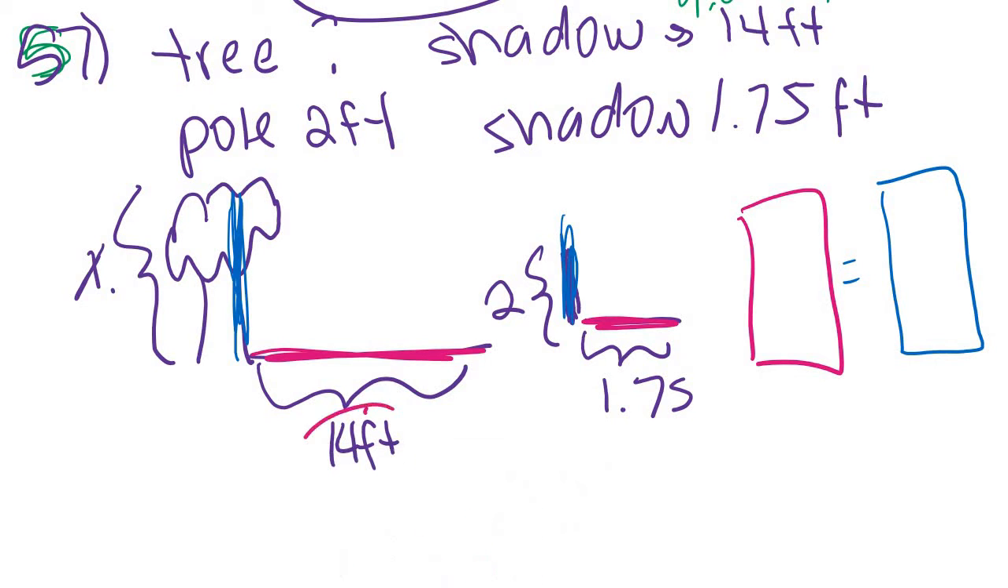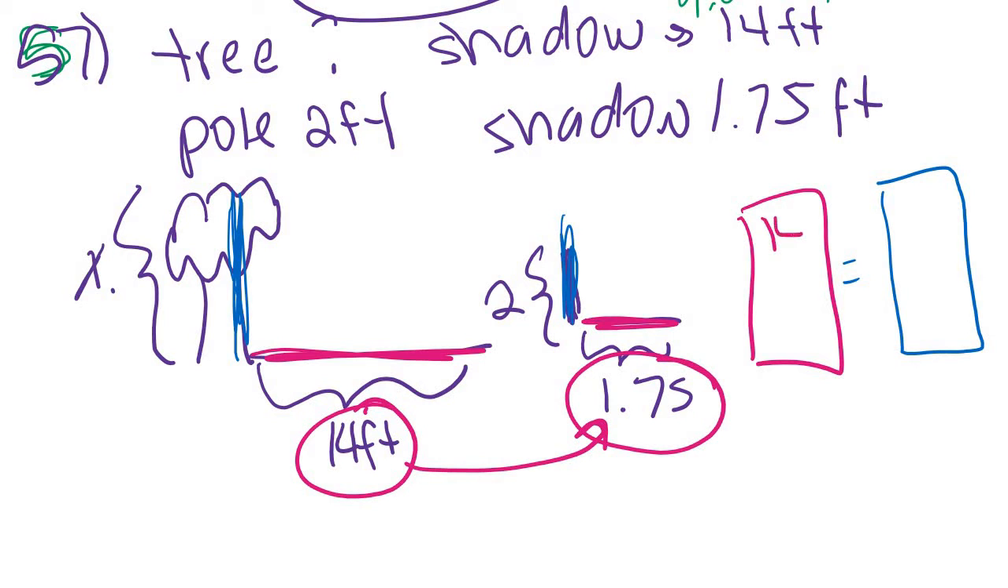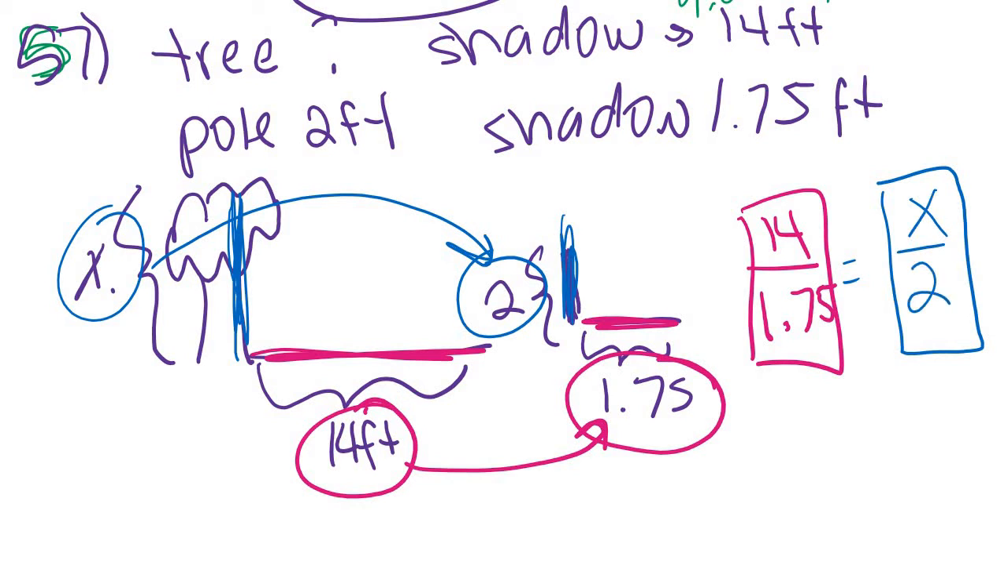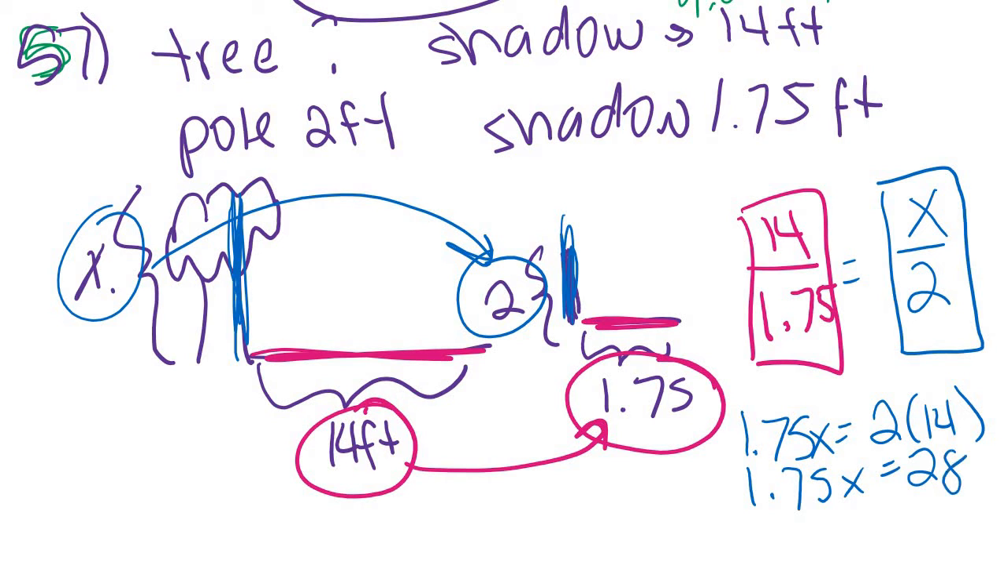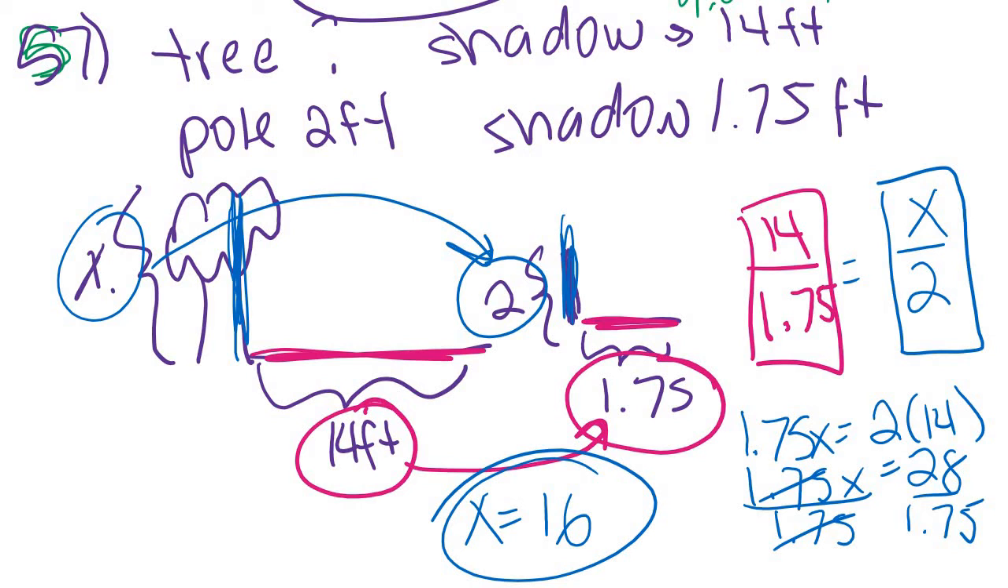So let's do our pink measurements first. I'm going to go this way, from this guy to this guy. So I'm going to do 14 over 1.75. All right, awesome. And then I'm going to do this guy to this guy because that's the same way I did the other one. So that's x over 2. Now I'm going to cross multiply. 1.75x is equal to 2 times 14. 1.75x is equal to 28. Divide by 1.75. Cancel, cancel. And let's see, we get 28 divided by 1.75, which is 16. X is equal to 16. So our tree is 16 feet tall.